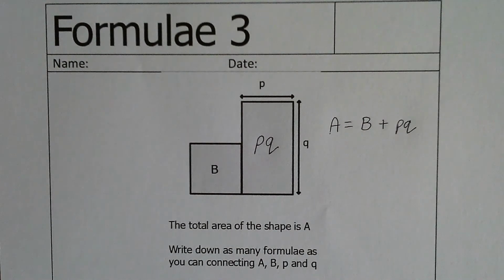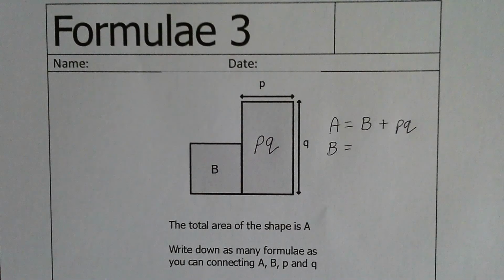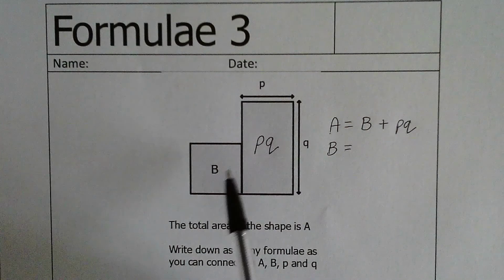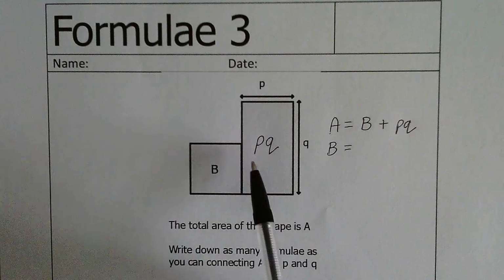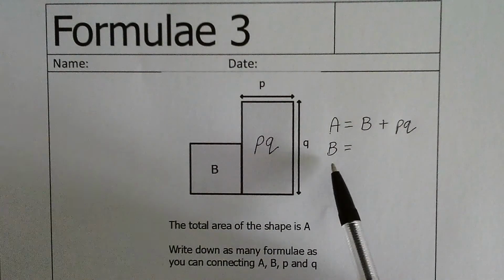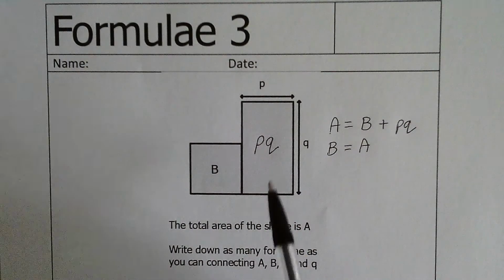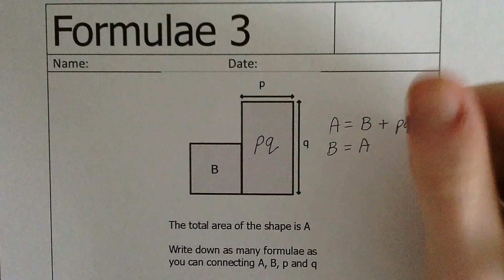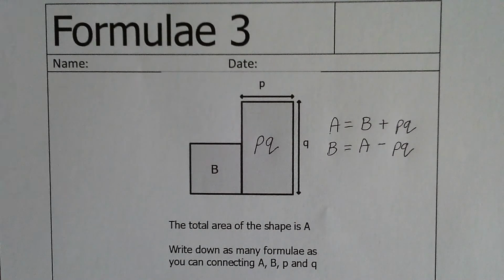We now need to try and get another formula. So this time I'm going to get a formula that has B as the subject. How can I get the area of the square if I have the total area and the area of the rectangle? Well, the area of the square, which is B, would be the total area, which is A, take away the area of the rectangle. So another formula would be B equals A, take away PQ.